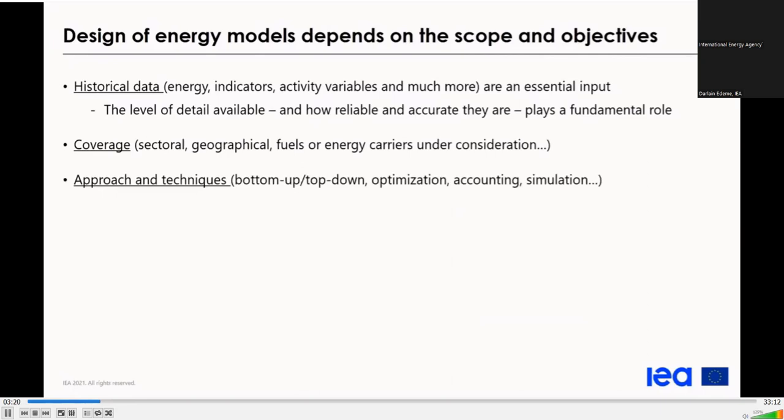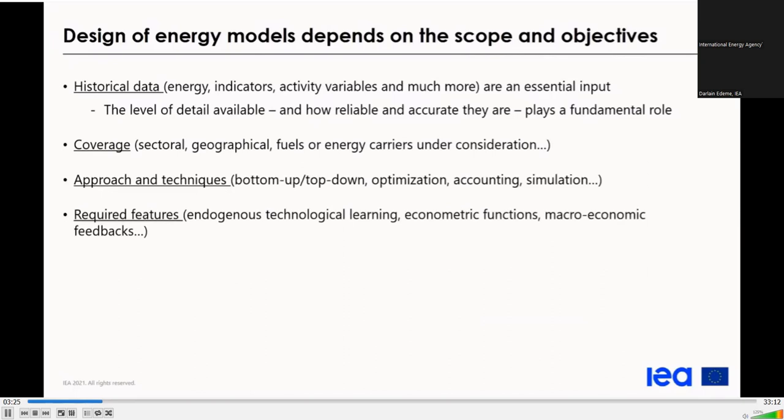We can also integrate specific features like endogenous technological learning, where, for example, we will say that the cost of a given technology, for example, solar PV, would decrease over time as the deployment of this technology increases. We can also include macroeconomic feedback. For example, in an oil producer country, if we take assumptions on the exports of oil, this might have impact on the GDP of the country. And GDP is usually an input information, as we will discuss later on. So this can impact the entire energy model.